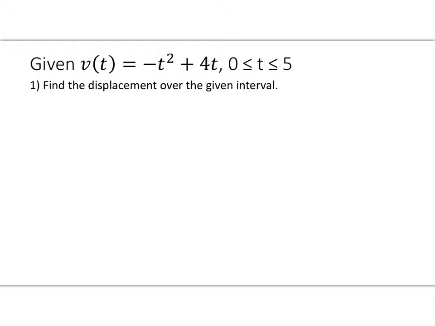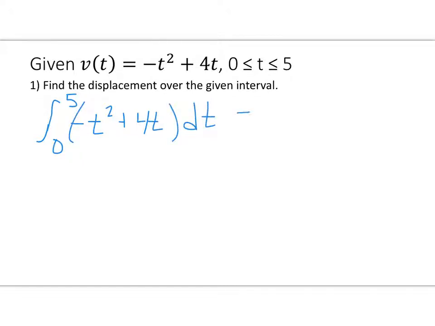So here we're given that the velocity of a function with respect to time is negative t squared plus 4t from 0 to 5, and we want to find the displacement. Since it doesn't say total, it implies that we're doing the net. So we have to do the integral from 0 to 5 of negative t squared plus 4t dt.